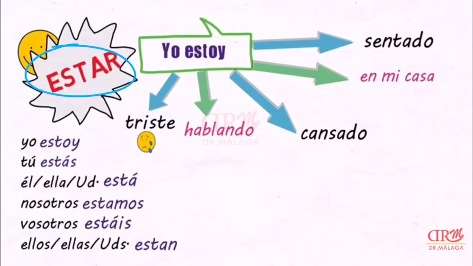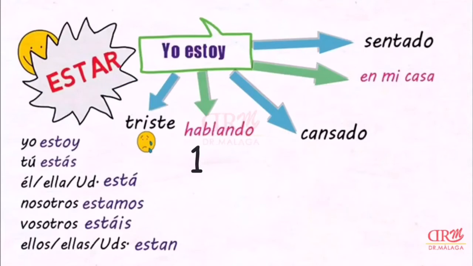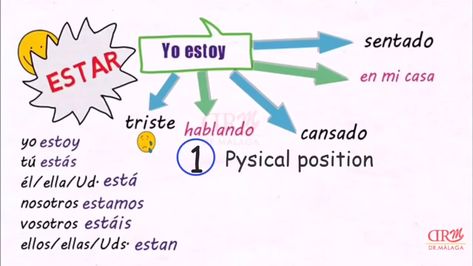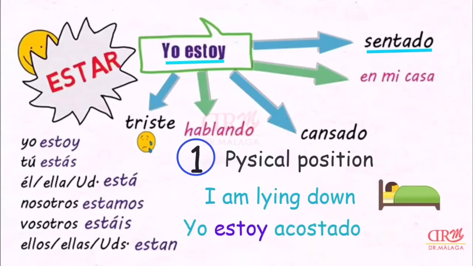So these are our important examples. The question is, when do I need to use the verb to be estar? First condition, when you are talking about your physical position. For example, you want to say that I am seated, so you say yo estoy sentado. Or for example, you want to say that I am lying down, you will say yo estoy acostado.